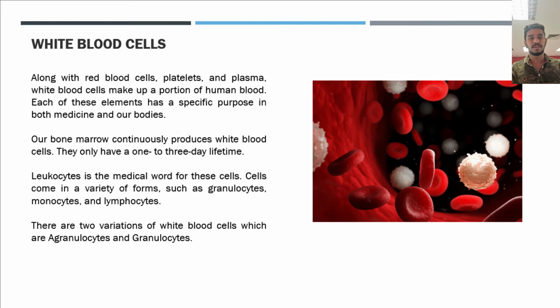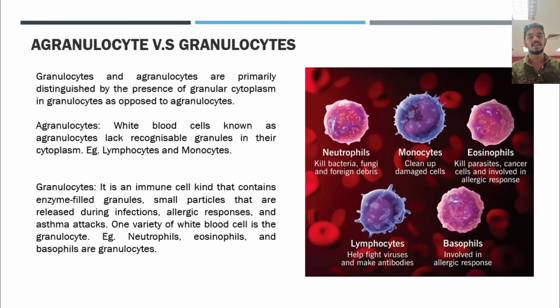Next, we'll be talking about white blood cells. White blood cells are a portion of the human blood, and each of them has a specific purpose. White blood cells fall into two groups: agranulocytes and granulocytes. These variations will come into play later on. In this slide, we can see agranulocytes versus granulocytes.